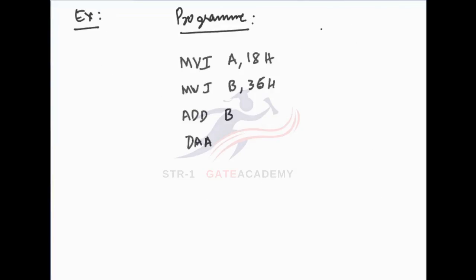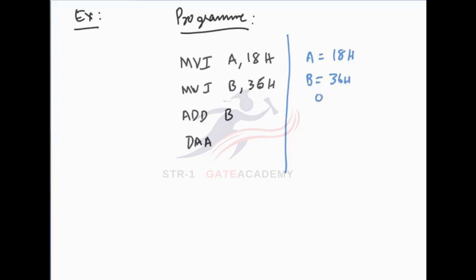Now listen here. I am taking one example program: MVI A, 18H; MVI B, 36H; ADD B; DAA. See, the complete operation I am writing here. The first instruction, MVI A, 18H, stores 18 into the accumulator. Similarly, MVI B, 36H, so the B register data is now 36H. Then ADD B, both are added.